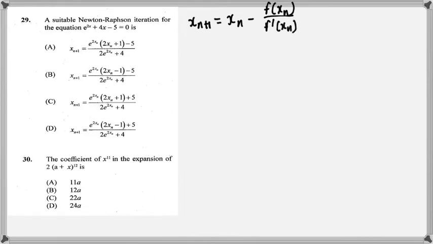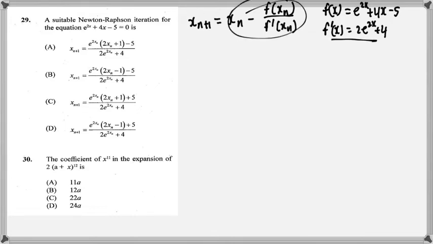The question is, what is our f of x? It is this here: e to the 2x plus 4x minus 5. Then we also need to find the derivative, so that will be f prime of x, which is 2e to the 2x plus 4. So once we have this, I think we have everything that we need to substitute in.